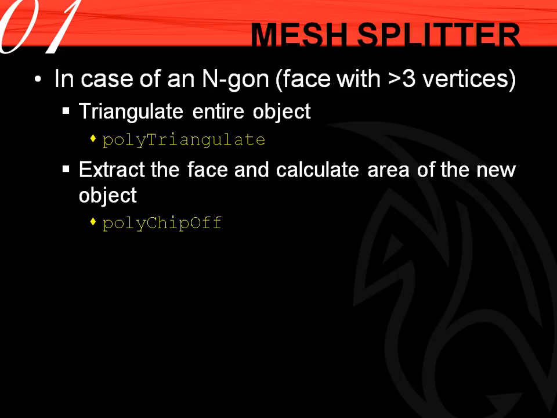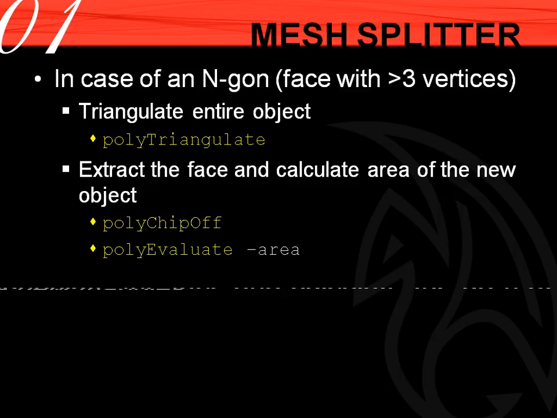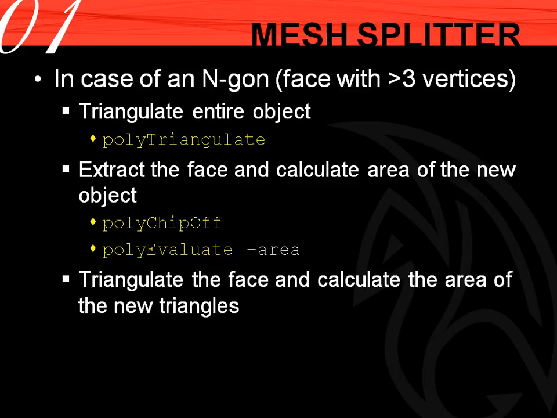So very simply, select the face, do a poly chip off, and then use the polyevaluate command with the area flag. Again, this is another possibility, but a bit messy because you're creating extra objects and then deleting them afterwards. Another option is to triangulate the face directly on the object and then calculate the area of the new triangles, using the polytriangulate command and then the dlmath_area command that we used. So everything that you've seen so far has been with triangles, but if you want to do it with objects that are not necessarily triangulated, you can choose one of these 3 approaches.